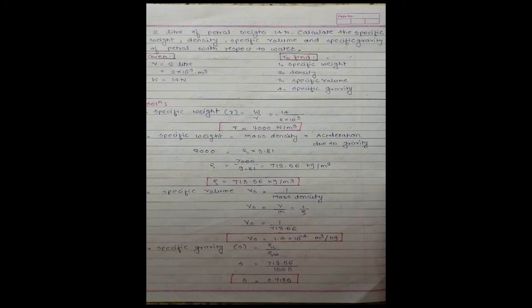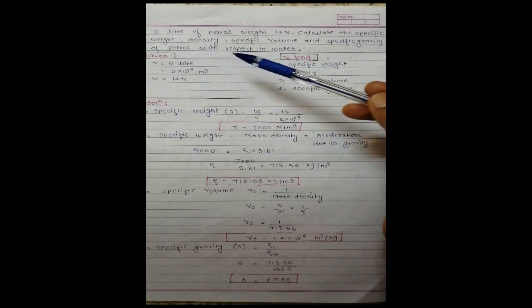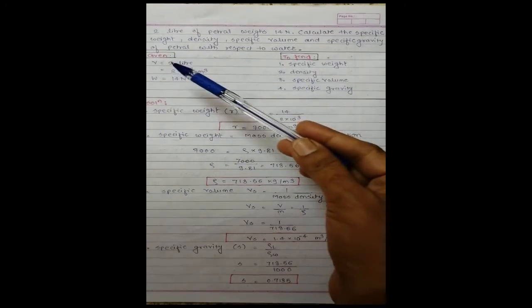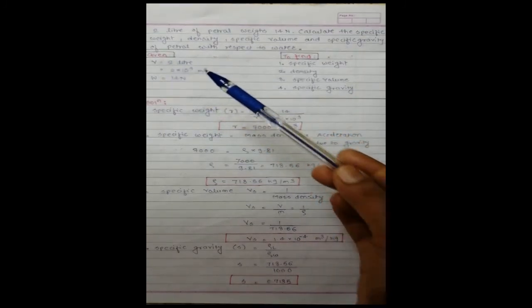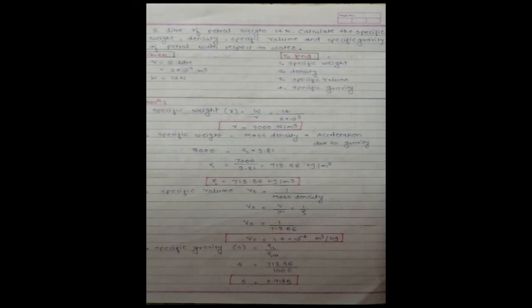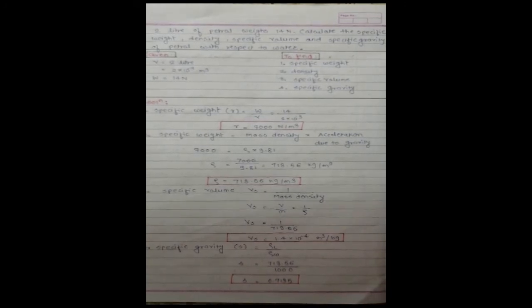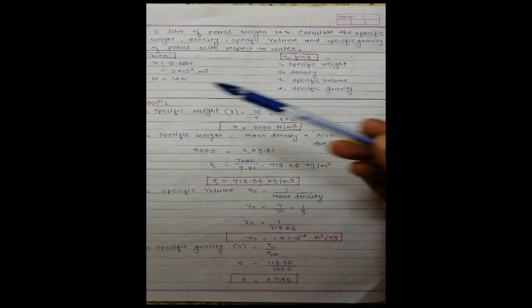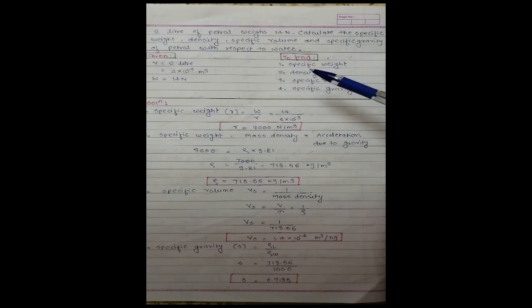We'll see one more numerical. 2 liters of petrol weighs 14 Newton. Calculate the specific weight, density, specific volume and specific gravity of petrol with respect to water. In this numerical, the given quantities are volume, that is 2 liters, which is equal to 2 into 10 raised to power minus 3 meter cube, and weight, that is 14 Newton. We have to find out the specific weight, density, specific volume and specific gravity of the liquid.